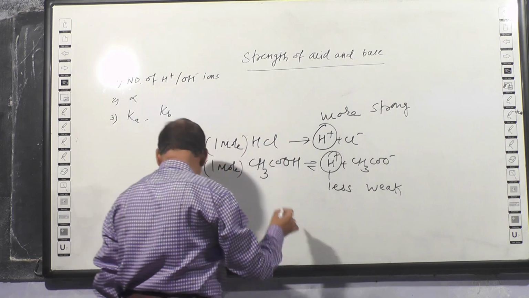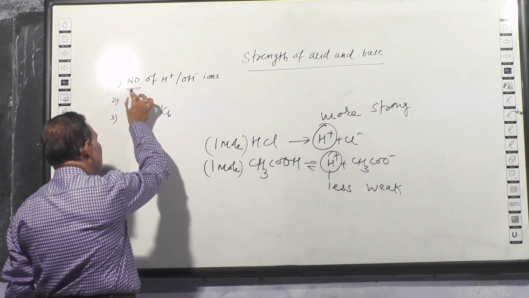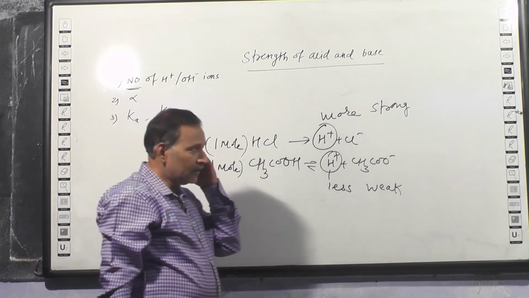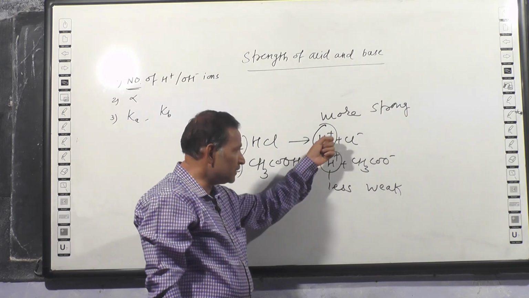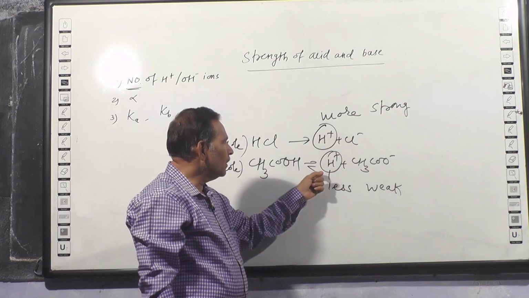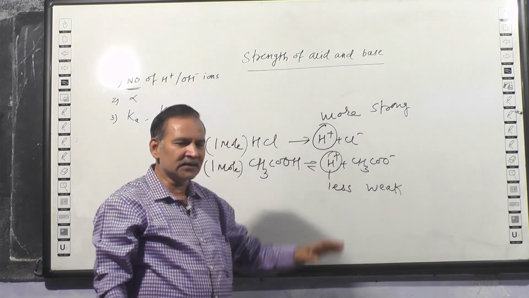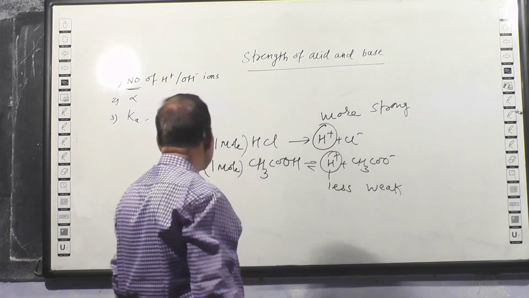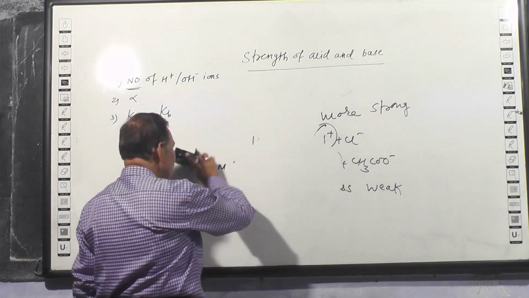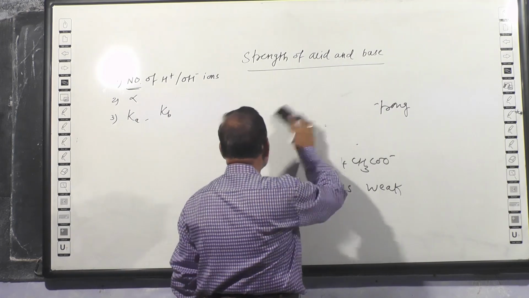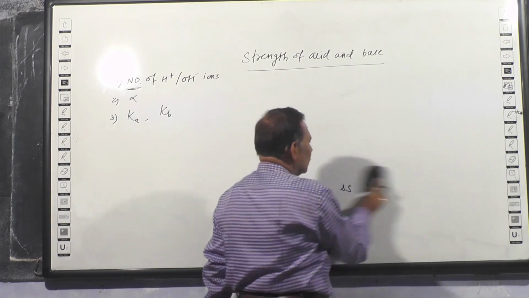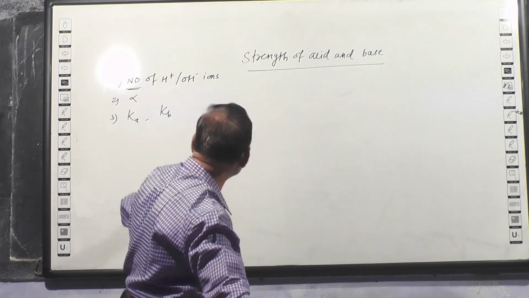So this number signifies how many H plus are present at equilibrium on the product side, and that decides the strength of acid or base. Similar is the case with base also. First point. Now the second point is the degree of dissociation, alpha.